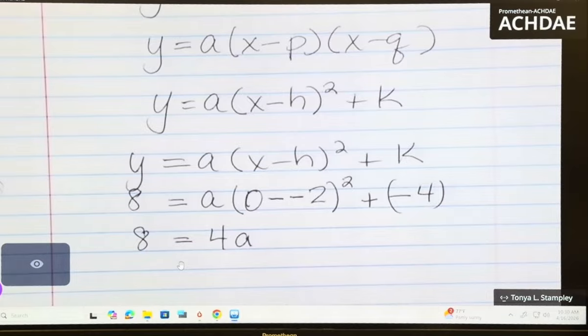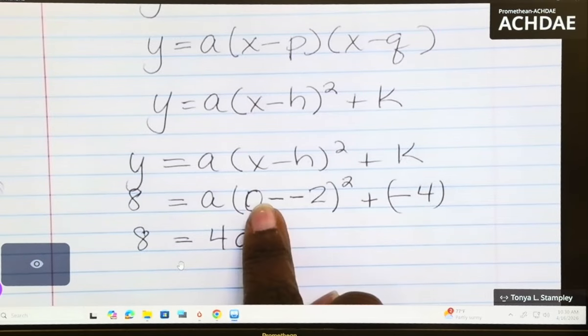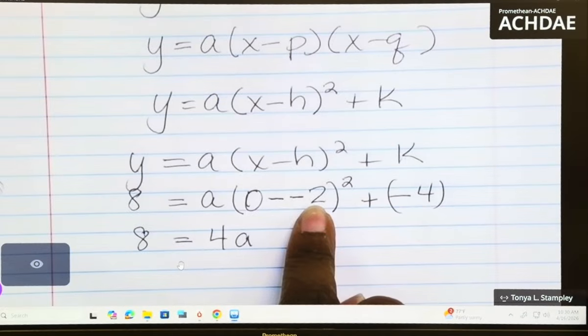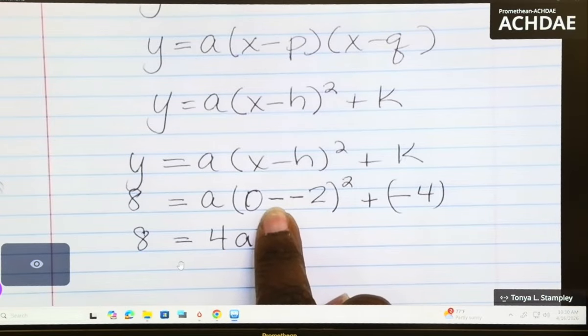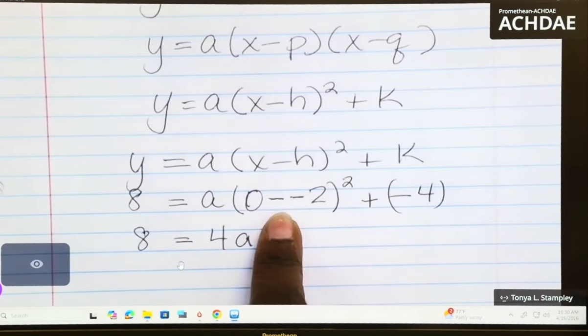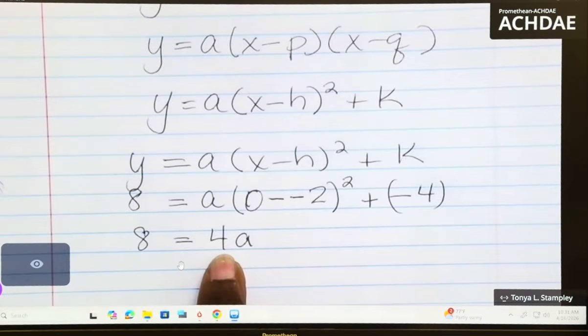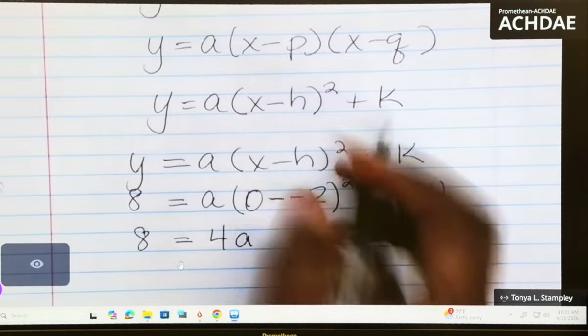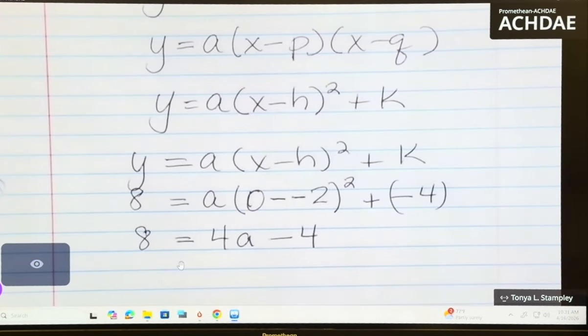I'm going to sit there for a second. That's it. I just cleaned it up. Absolutely. What's 0 minus -2? 2. That's positive 2. And then if you square it, you get what? So wouldn't that be a times 4? I just cleaned it up and put 4 times a. Y'all with me? Yes? And then we got what? -4. Isn't this an easy problem to do now?